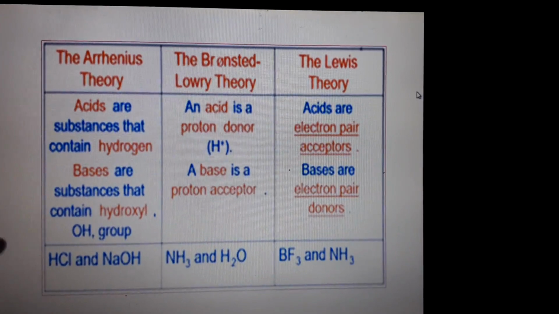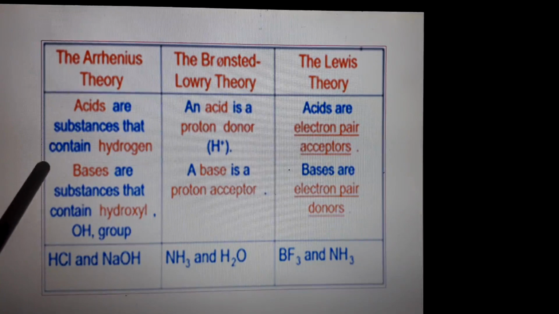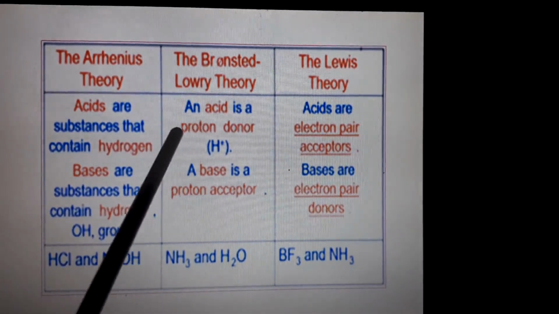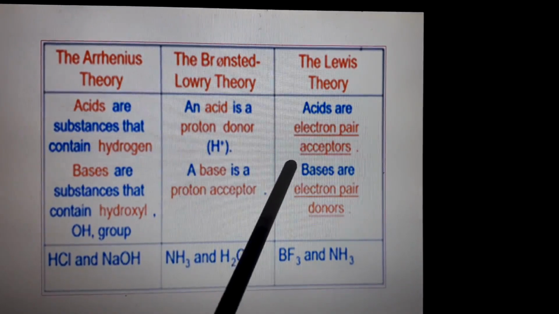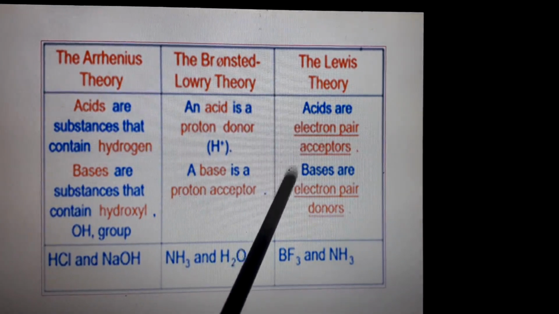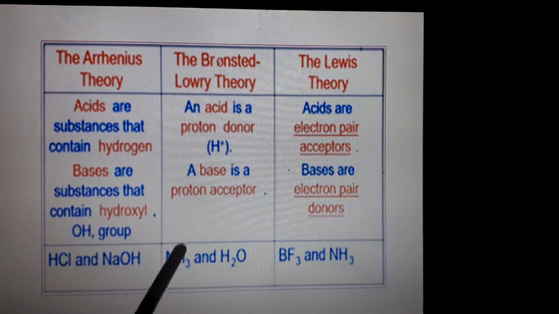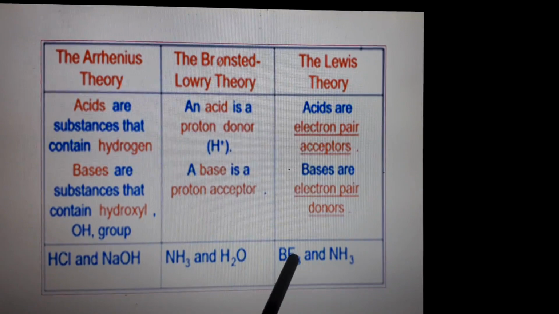In the above, compare the 3 theories. The Arrhenius theory gives the concept that acids are substances containing hydrogen, H plus ion. Bases are hydroxyl, OH minus ion. This is Arrhenius theory. In Bronsted theory, proton donor and proton acceptor. These are the concepts. In Lewis concept, electron pair acceptor and electron pair donor. Examples: hydrochloric acid and sodium hydroxide, ammonia and water, boron trifluoride and ammonia. These are the examples.